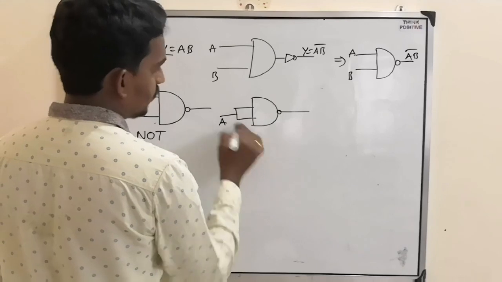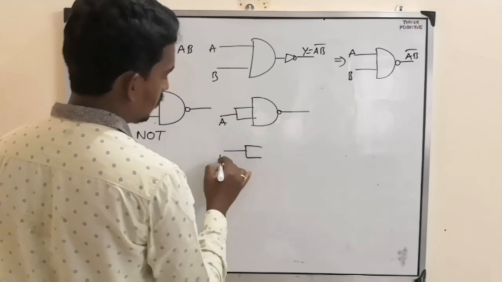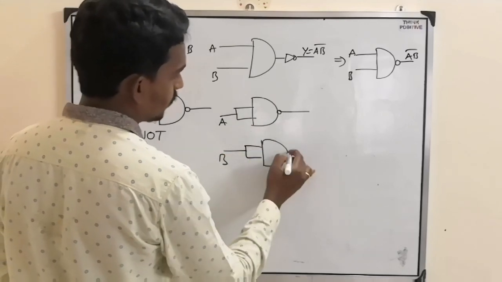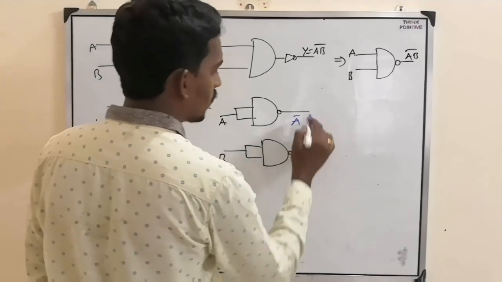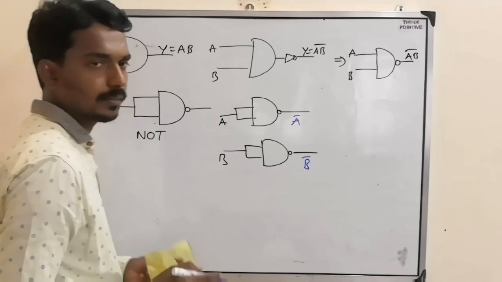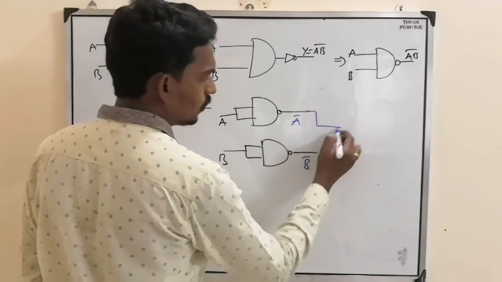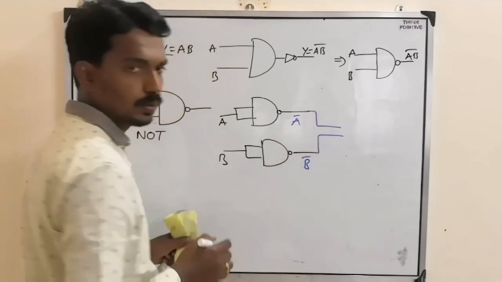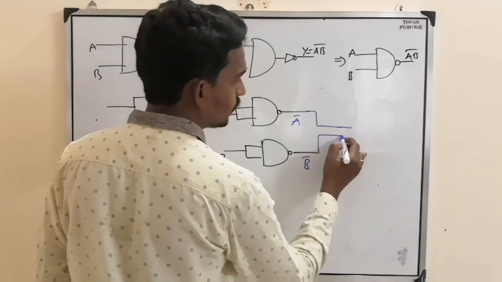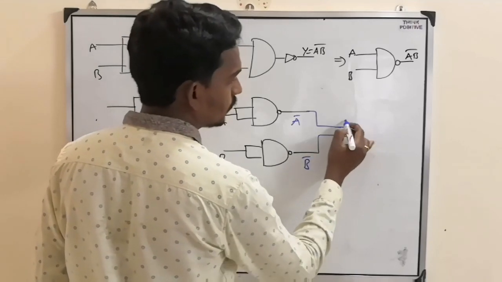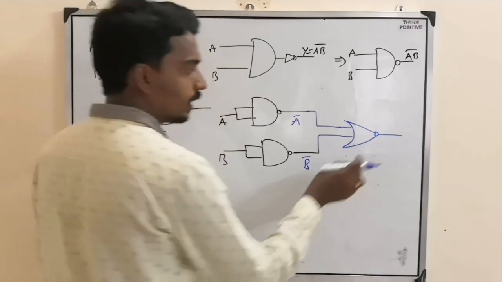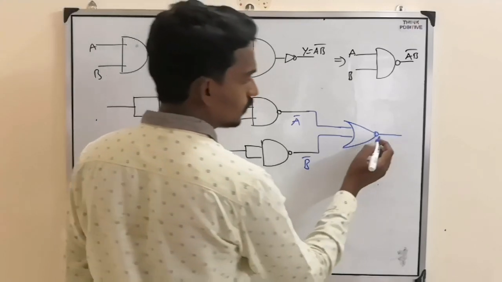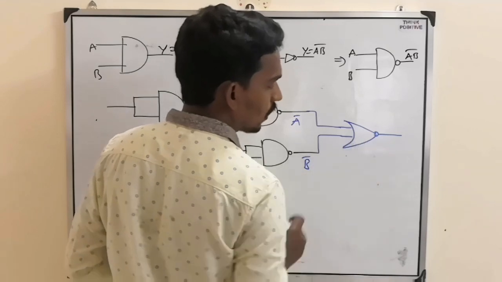This is A. Now this is B. Now this is A bar. This is B bar. Now you take these two inputs and connect them to one NOR gate.